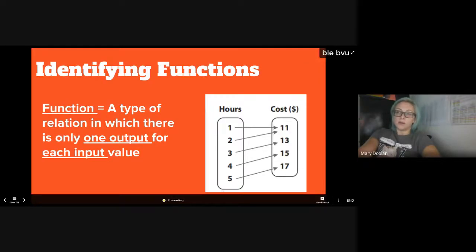What you care about are the inputs or the x values repeating. Another ordered pair is 3, 13, 4, 15, and 5, 17. Those are the 5 ordered pairs that make up the relation, which is also a function. Okay, this is a function.